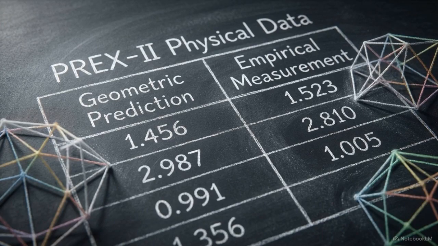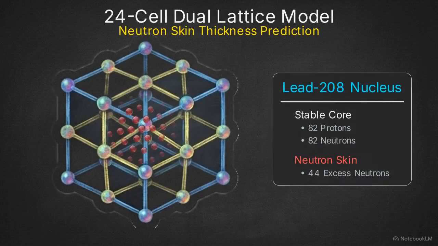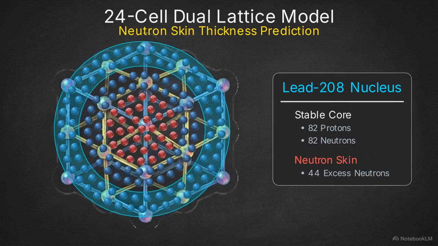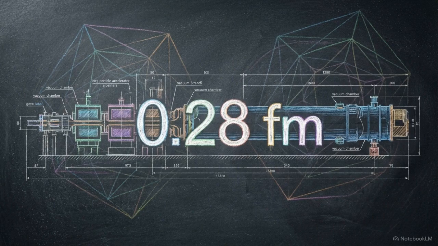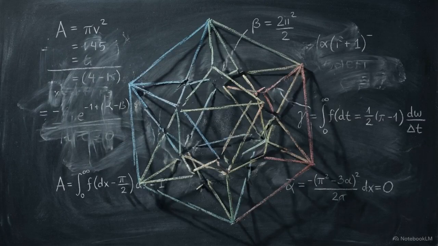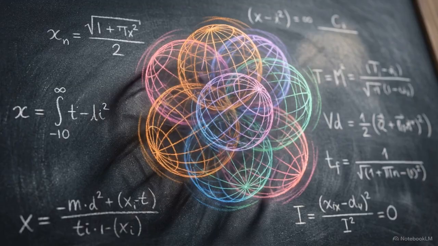Testing this geometric model against physical data immediately presents an empirical crisis. The static geometric limit of the square root of 2 predicts a neutron skin thickness of 0.89 femtometers for lead-208. The PREX-2 accelerator experiment measured the neutron skin of lead-208 at roughly 0.28 femtometers. On the surface, this discrepancy appears to invalidate the geometric model entirely. However, the nucleus is not a static crystal.